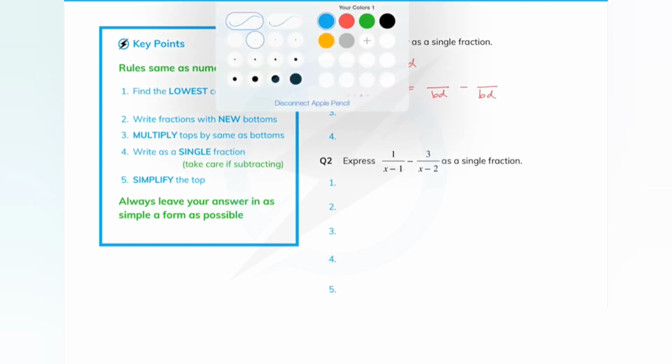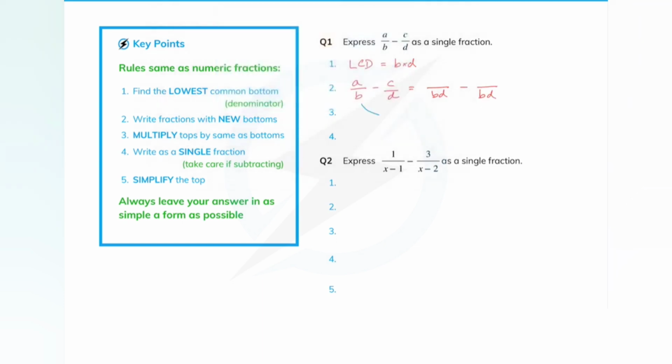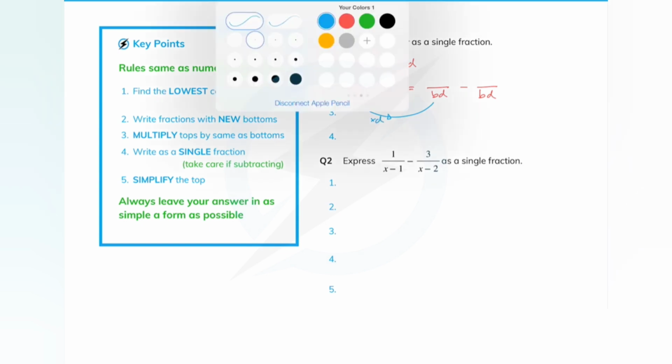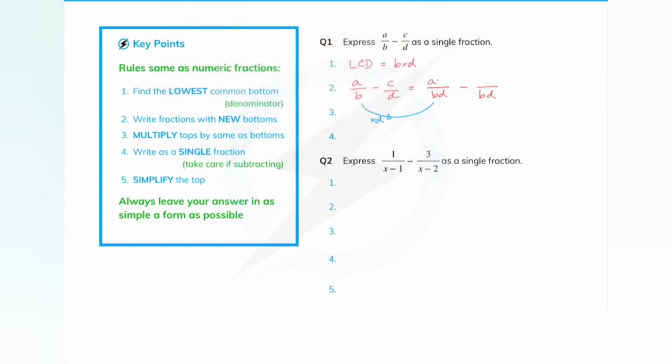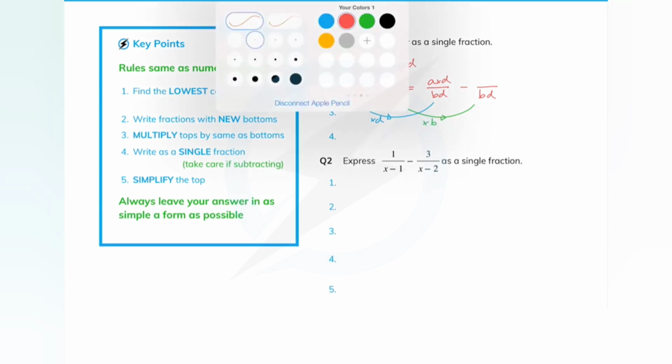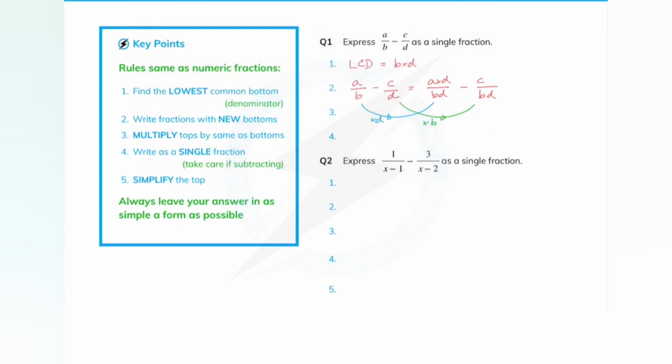And how do we find the tops? Well, we just multiply by the same as we've multiplied the bottoms. So what have we multiplied the b by to get bd? Obviously d. And so we multiply the top by d as well. And then what have we multiplied in the second fraction the d by to get bd? Well, we've multiplied by b this time. And so we multiply the top, which was c, times b as well.